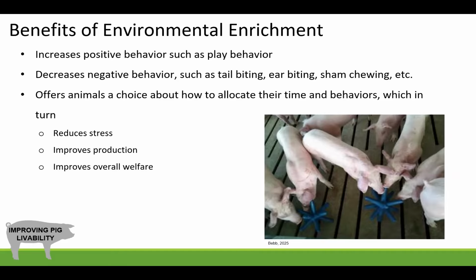Environmental enrichment increases positive behaviors such as play behavior and decreases negative behaviors such as tail biting, ear biting, and sham chewing. Environmental enrichment offers animals a choice about how to allocate their time and behaviors, which in turn reduces stress, improves production, and improves overall welfare. On the side, you see a photo example of what pigs engaging in play behavior may look like.